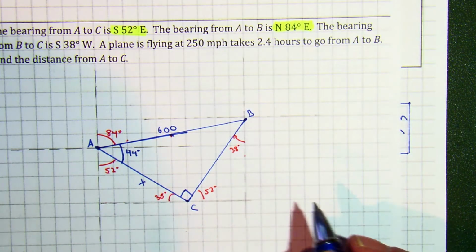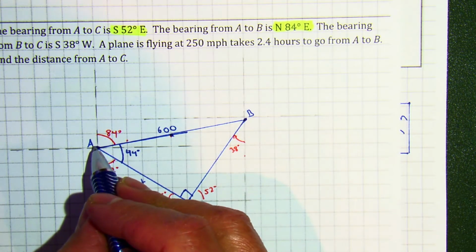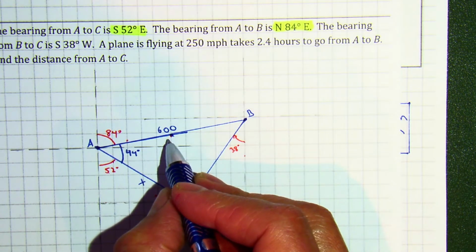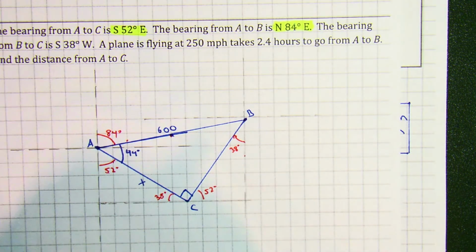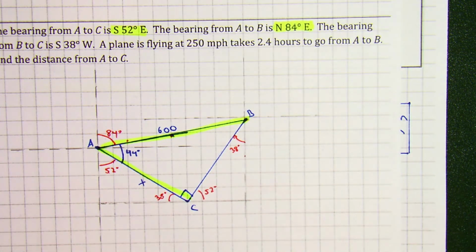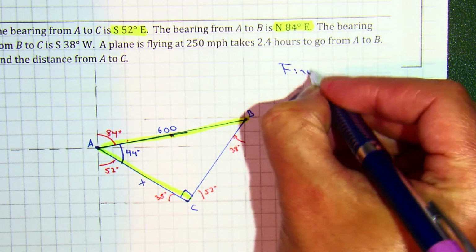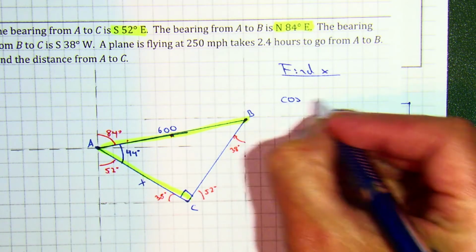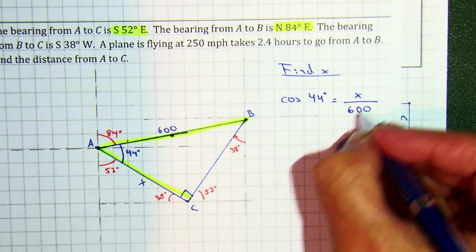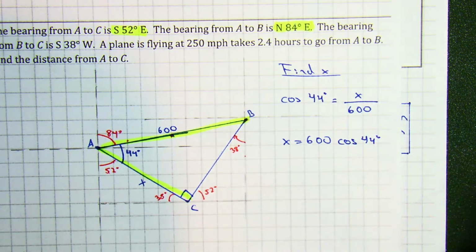And now we can actually find the value of x. Because we have a right triangle, I can use SOHCAHTOA. So 44 is my angle. This will be my adjacent over my hypotenuse. So this is my adjacent. This is my hypotenuse. So I use cosine, correct. So find x. The cosine of 44 degrees is your adjacent over your hypotenuse. So therefore x is equal to 600 cosine of 44 degrees. I can type that into the calculator.